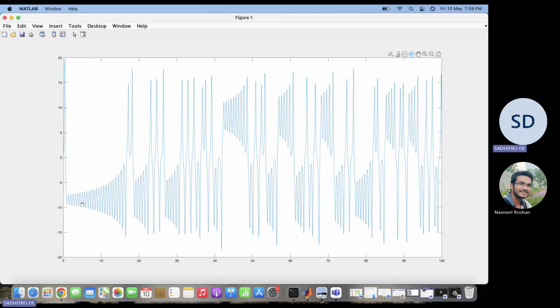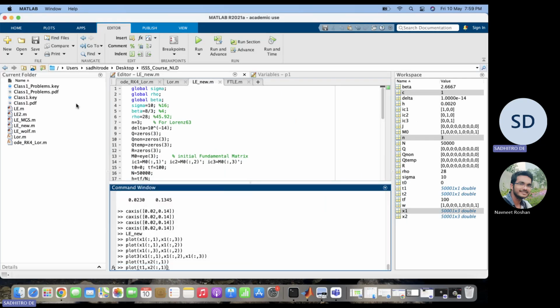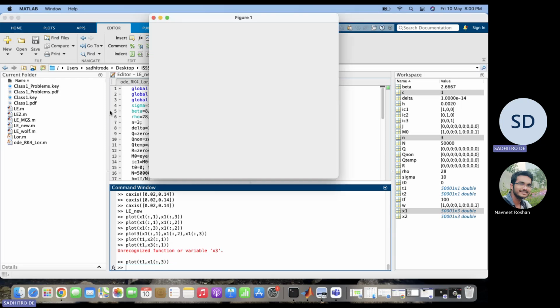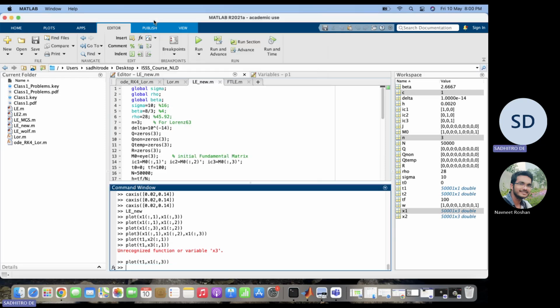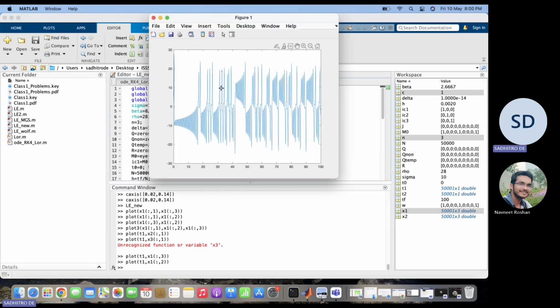This is the time series of the y variable. So we start from here. There are a few oscillations over here, again some jump, again a few oscillations here, again a jump, and so on and so forth. You had seen the two lobes in the xz plane. So let us take a look at the time series in the xz plane also. Okay. Here is the time series of the other variable.